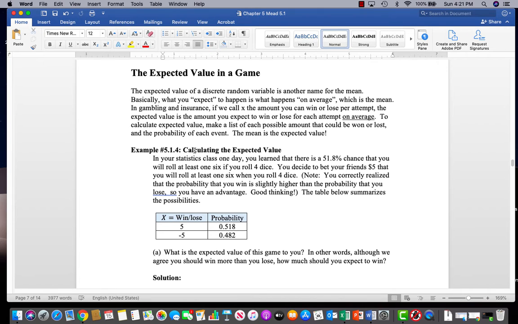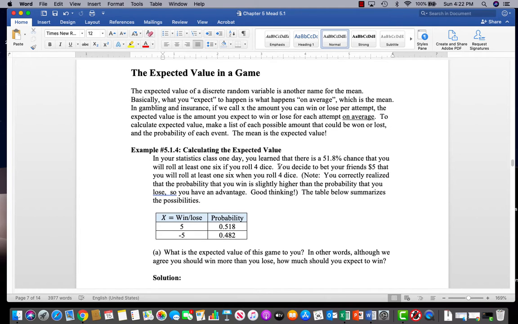So for this first example, let's just say hypothetically in your stats class one day you learned that there's a 51.8% chance that you will roll at least 1 six if you roll 4 dice. So if you want to calculate that, you can. It would be 1 minus 5/6 to the 4th power, and you'll see that that's approximately 52% chance.